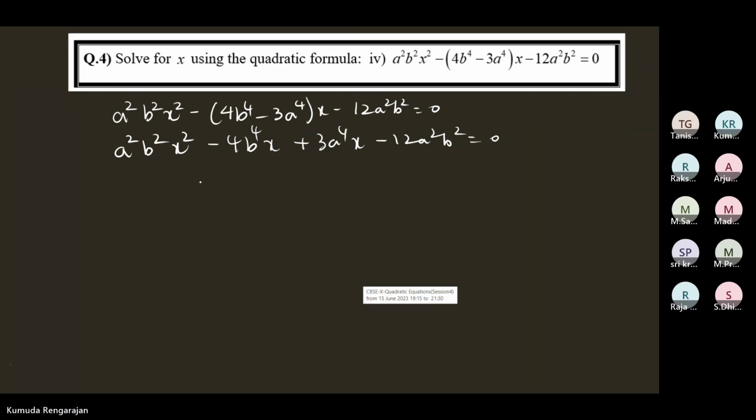Yeah, after this. One second. Now, yeah. a square, b square, x square minus 2, the whole square, b square, b power 4 x. No? Okay, no, Dilipan. Arjun? Tanishka?